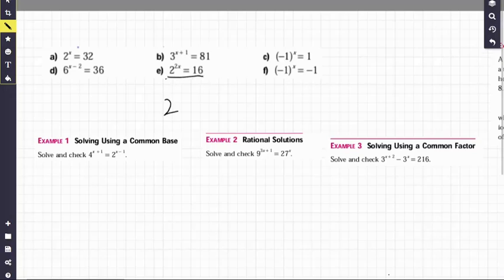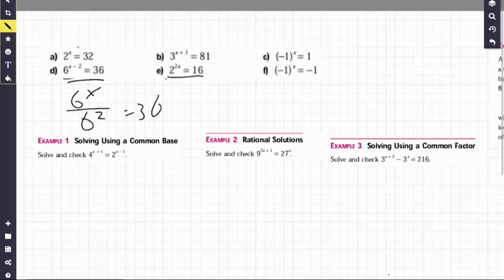So 2 to the 2 to the x is equal to 16. So now we have 4 to the x equals 16, which is this 2, because everybody knows 16 is a perfect square and 4 squared is 16. Always try to break down the exponent, and this one is the same thing. However, we're dividing it instead.